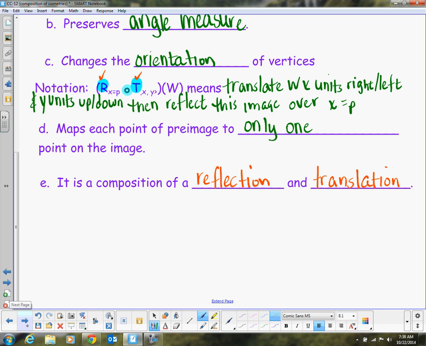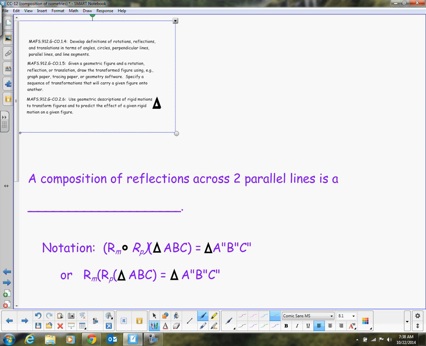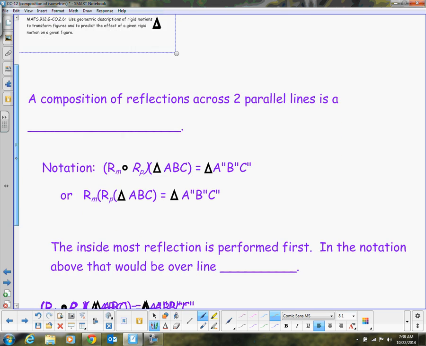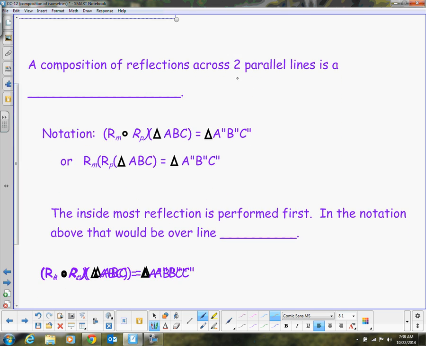All right, are we good? Let's see what we're going to do. Composition of reflections across two parallel lines is a translation. Now, this goes on notebook paper.